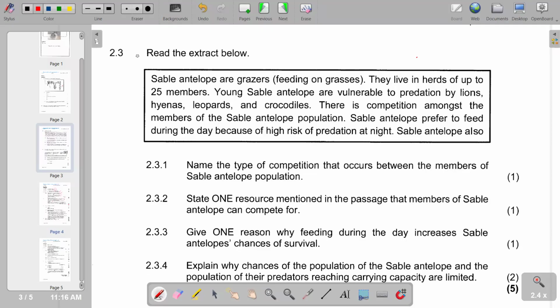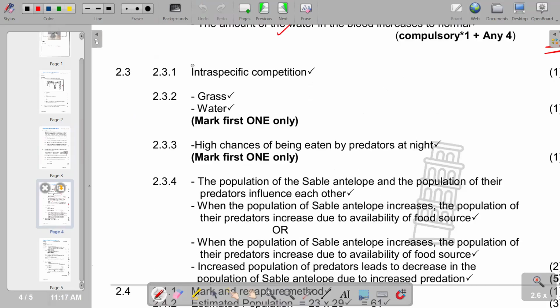So 2.3, read the extract below. You need to go through the extract that you are given. And then the first part of the question: name the type of competition that occurs between the members of a sable antelope population. If you go through, you see that there is competition existing between sable antelope and young sable, as there is competition amongst the members of the sable antelope population. So in that case, the type of competition is intra-specific competition.